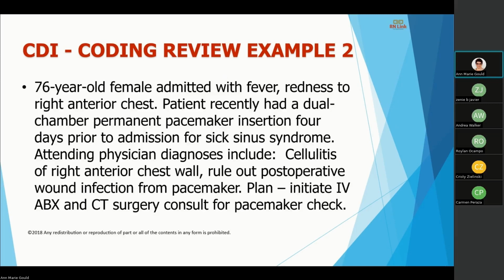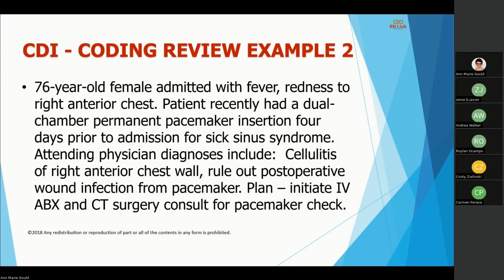All right. Okay, let's look at this review, this second example. 76-year-old female admitted with fever, redness to right anterior chest. Patient recently had a dual chamber permanent pacemaker insertion 4 days prior to admission for sick sinus syndrome. So the attending provider diagnosed the patient with cellulitis of the right anterior chest wall, rule out post-op wound infection from pacemaker, and they started IV antibiotics and CT surgery consult for pacemaker check.